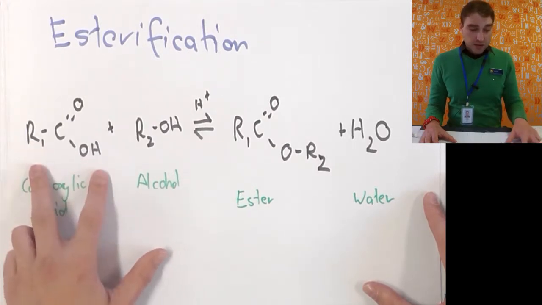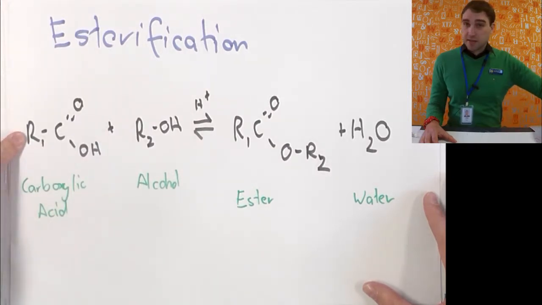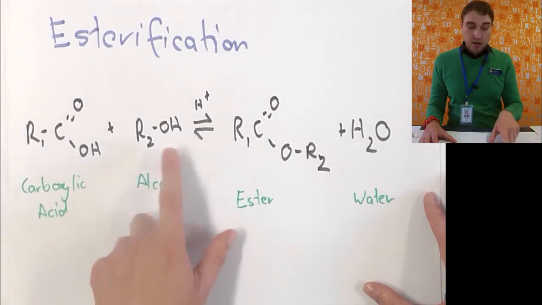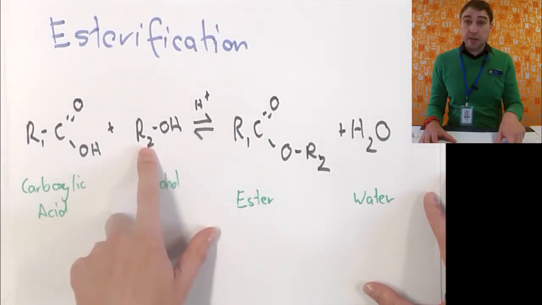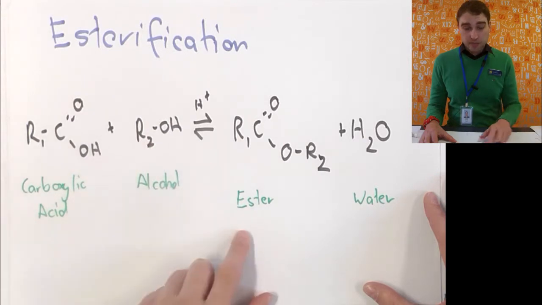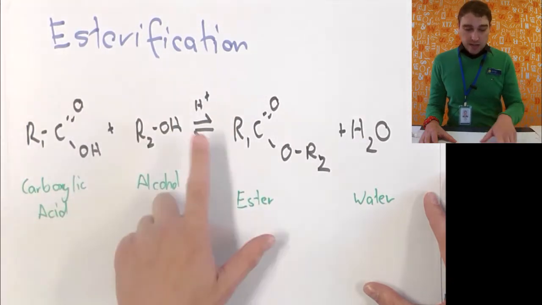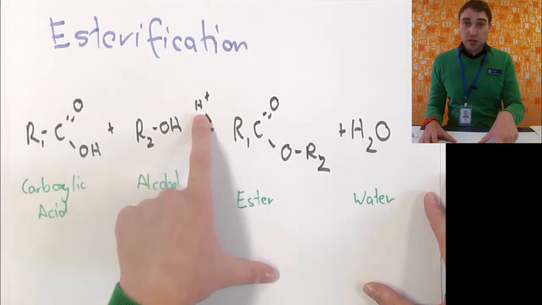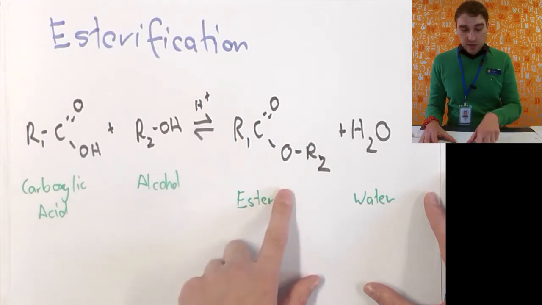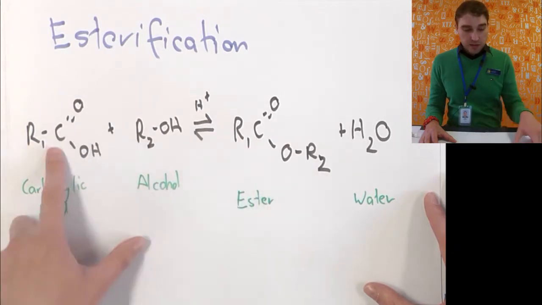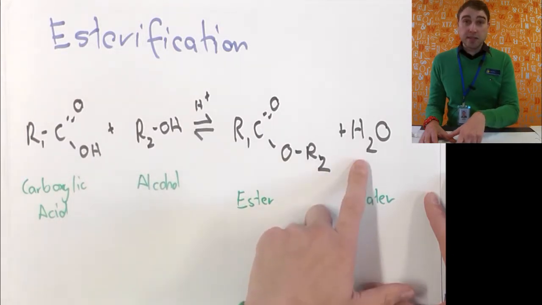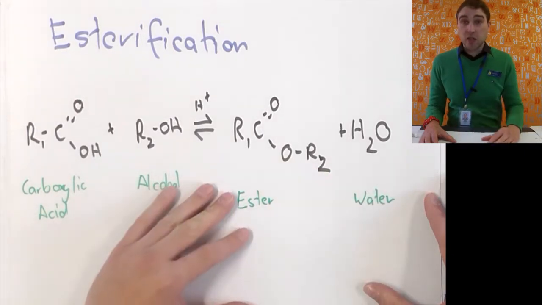So you have your carboxylic acid, the R1 here, that's your carbon chain that's part of the carboxylic acid. That reacts with the alcohol, R2, that's the carbon chain from the alcohol. You react them together under reflux, so you're heating them constantly, and with a trace of acid, so that's where that H+ is. And that produces your ester, so we've got the R1 from the carboxylic acid and the R2 from the alcohol, and also water. So this is a condensation reaction, it gives off water.